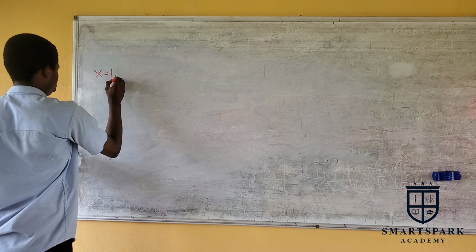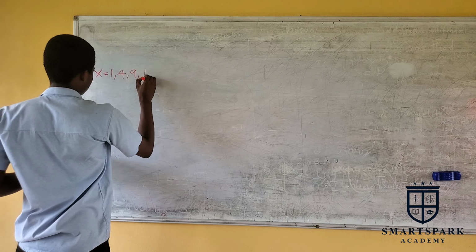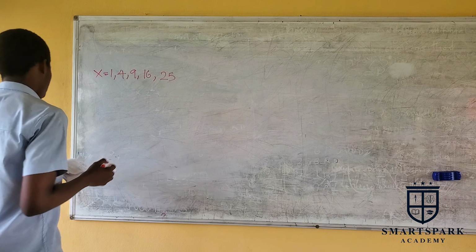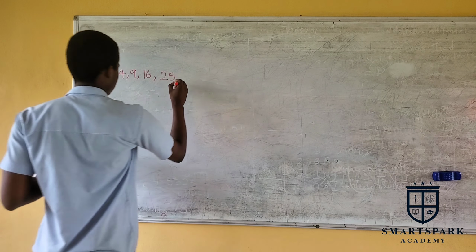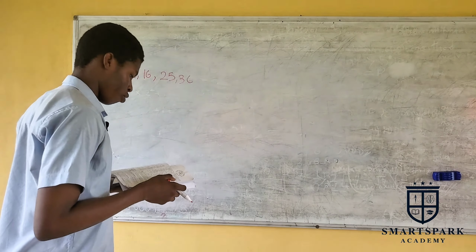We are going to write it out. 4 is a perfect square. 9 is a perfect square. 16 is a perfect square. 25 is a perfect square. Then 36 is a perfect square. We cannot say 49 because 49 is not less than 40.